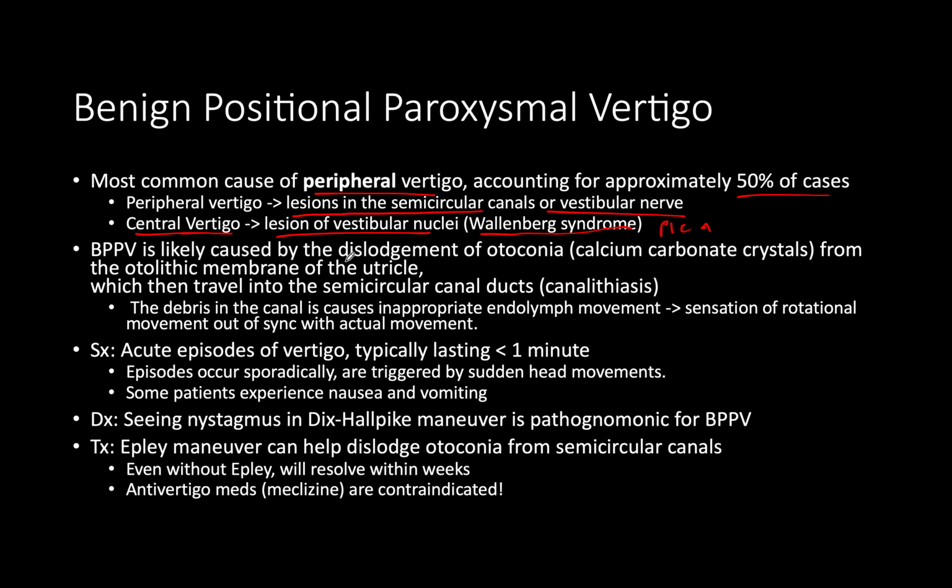BPPV, in terms of the pathogenesis, is thought to be caused by dislodgement of calcium carbonate crystals called otoconia from the otolithic membrane of the utricle, which then travel into the semicircular canal ducts. This is called canalithiasis. This debris in the canal causes inappropriate endolymph movement. The sensation of rotational movement is out of sync with the actual movement. Basically, we have a foreign body in these canals that's shifting around all the fluid and making our patient feel like they're spinning when they're really sitting still.